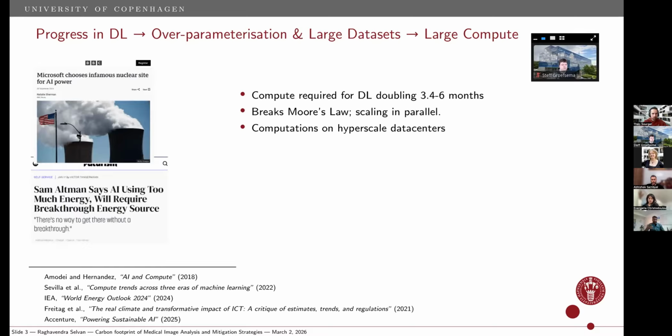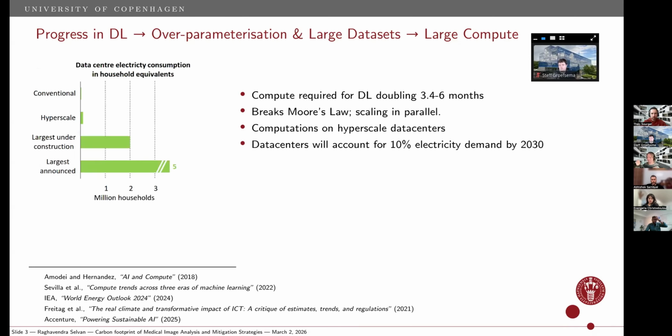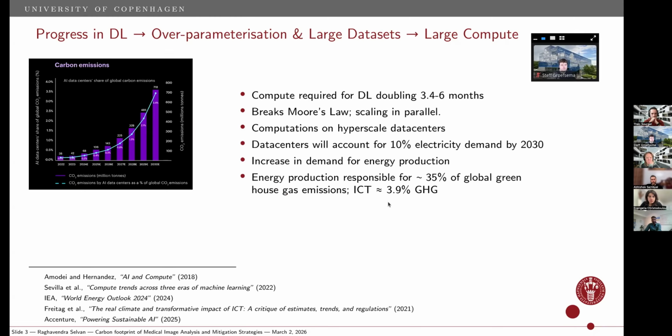Which means it is translating into the building of these hyperscale data centers, so that some of the companies are trying to find new energy sources and build nuclear power reactors to power data centers to run AI models. And the amount of energy that is going to be consumed by data centers will be about 10% by 2030, based on some estimations. This is by the International Energy Agency.